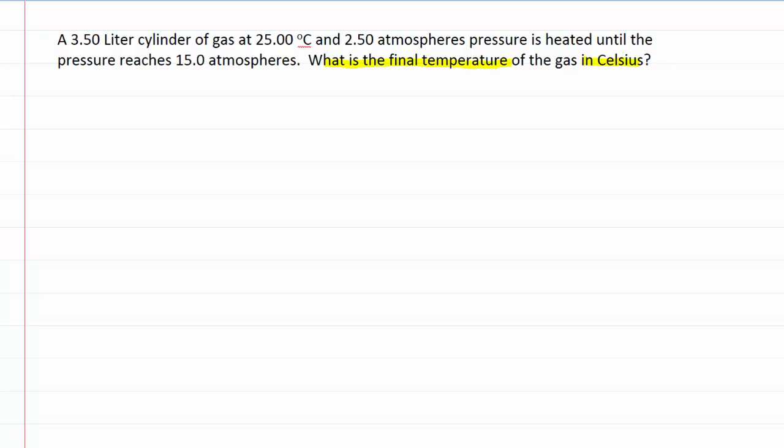Well, the first thing we need to do is convert 25 degrees into Kelvin. To convert to Kelvin, we're going to add 273.15. And so we get 298.15 kelvins.